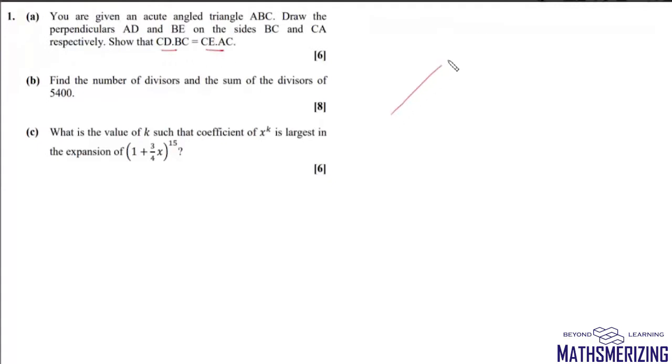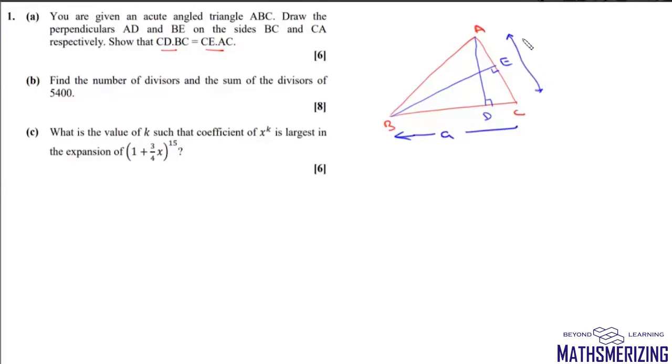So we have this acute angle triangle ABC, and then we draw perpendiculars from A and from B. Now this is AD and the other one is BE. Now we need to show that CD into BC is equal to CE into AC. Now we know that length of this side is A, length of this side is B, and length of this side is C.